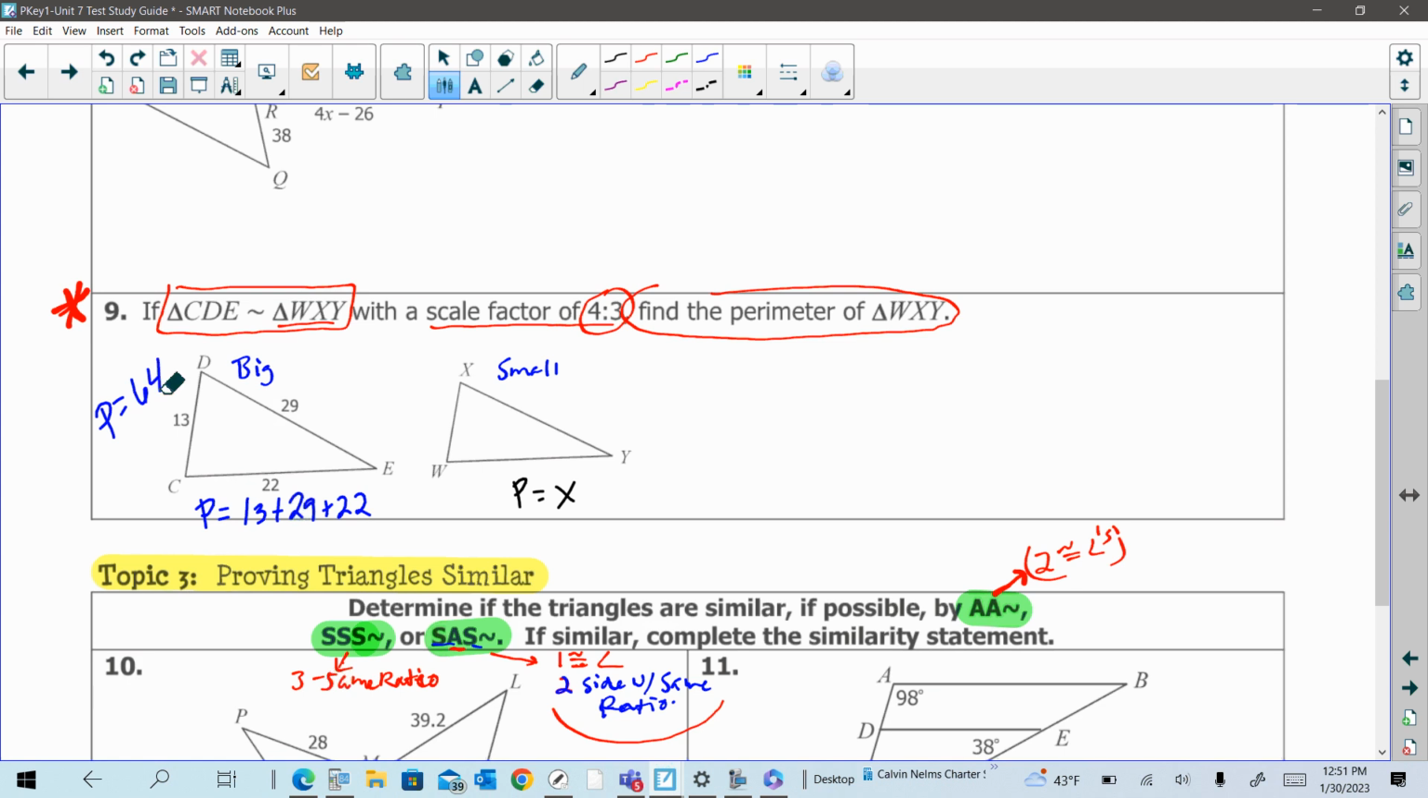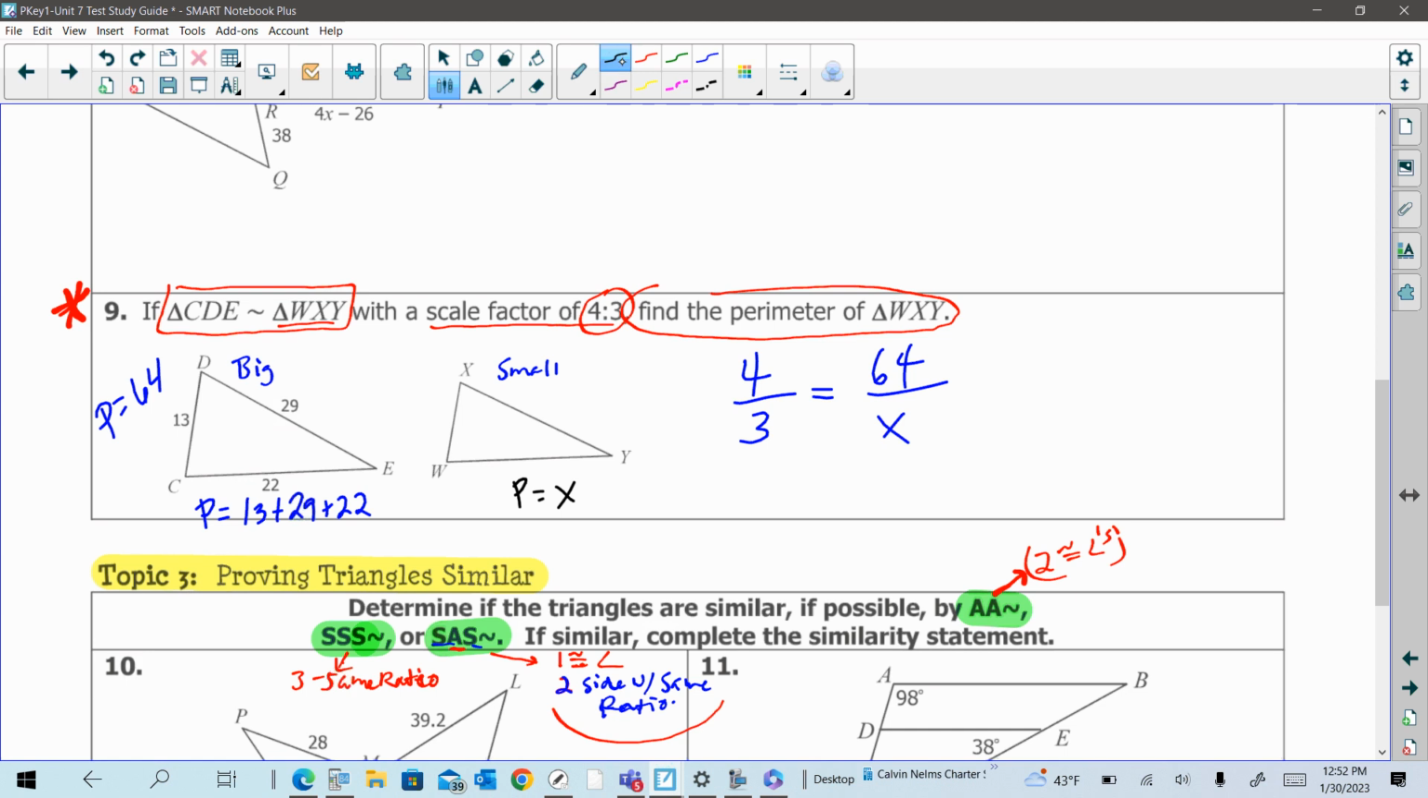Yeah, so now I'm just going to use the two perimeters and my scale factor. So big to small, so if I do 4 over 3 is equal to my big perimeter of 64 to the small triangle perimeter of x, the unknown.